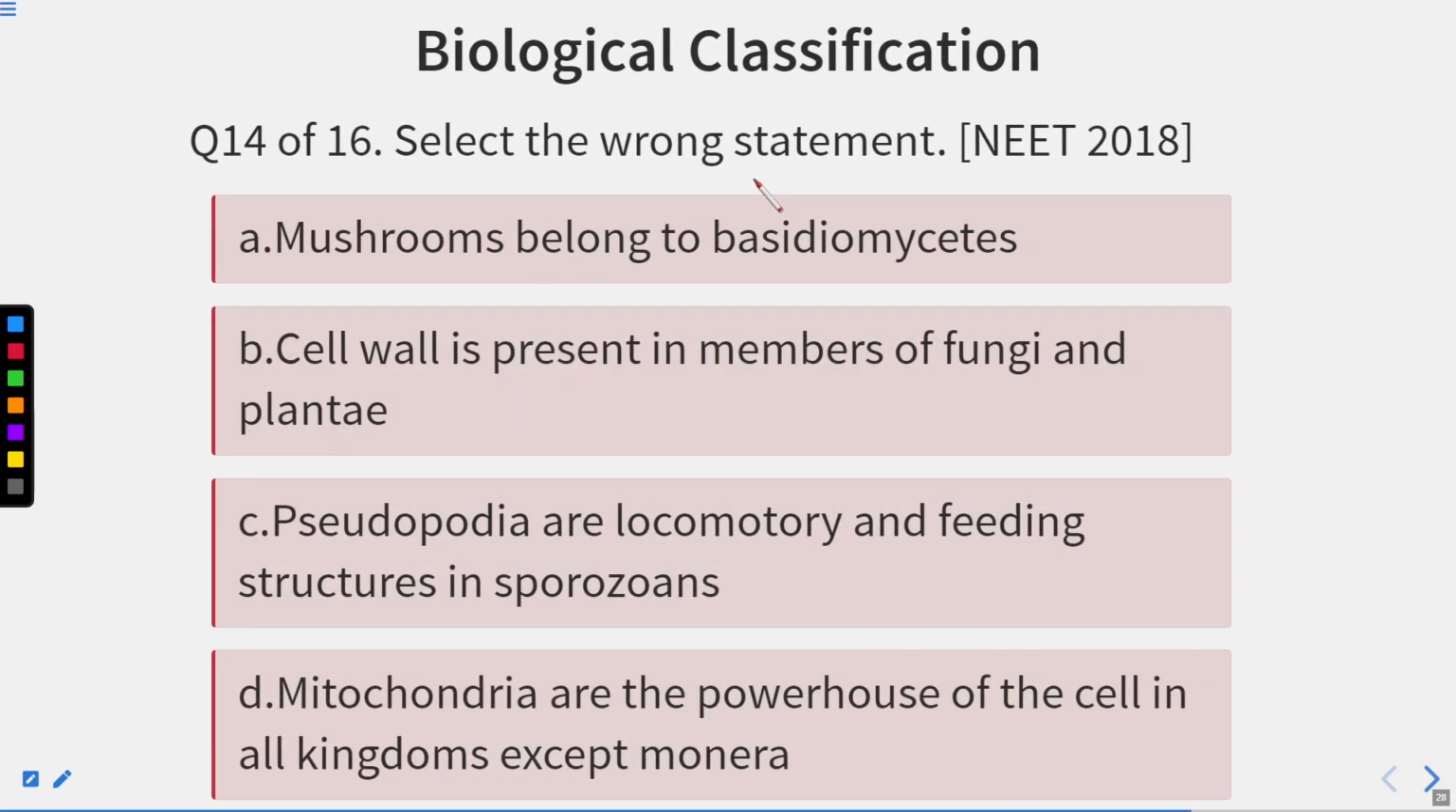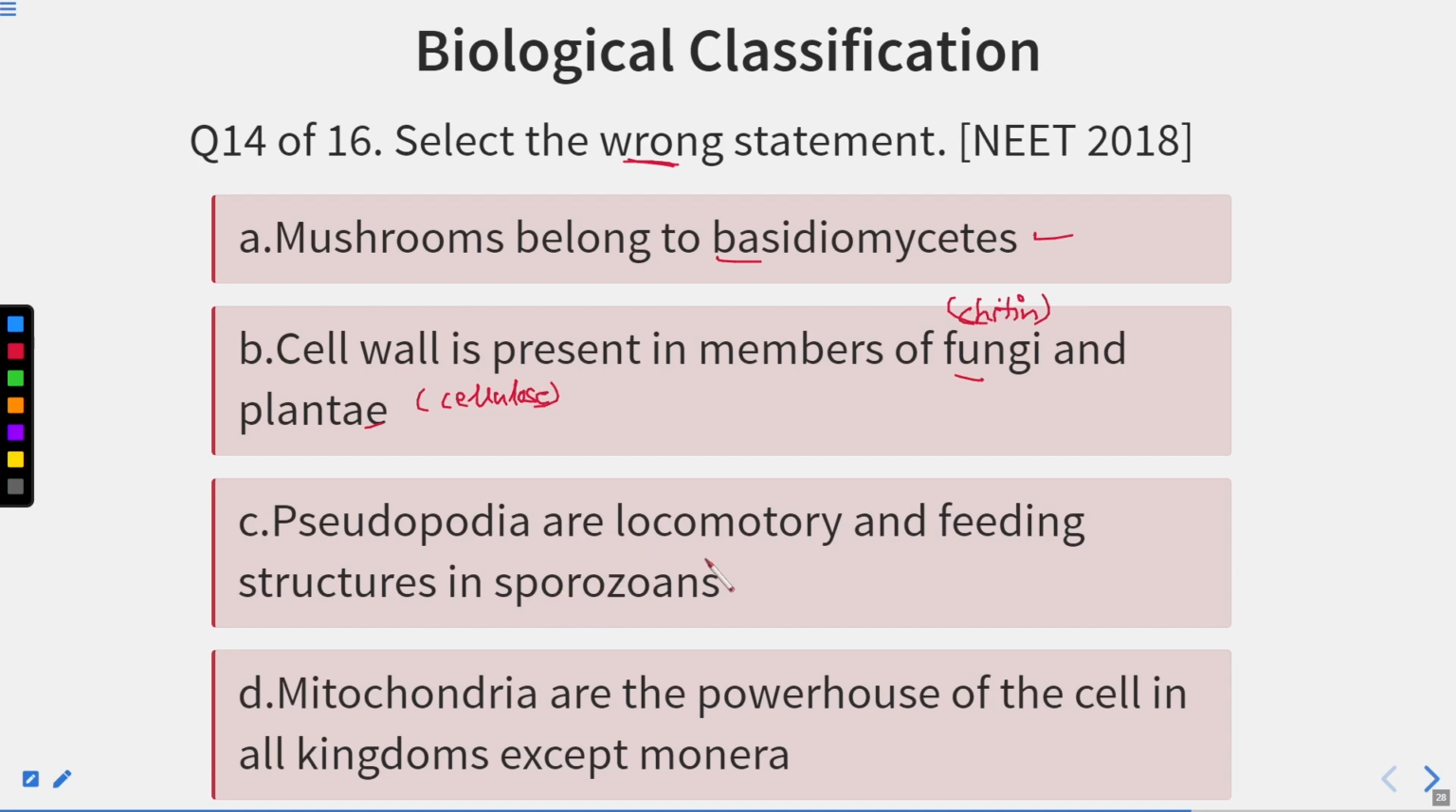Now coming to the next question, which is select the wrong statement, the incorrect statement. First option is mushroom belongs to Basidiomycetes. This is true. Mushrooms come under Basidiomycetes. The next option is cell wall is present in members of fungi and plantae. This is also true. In fungi, the cell wall consists of chitin and some polysaccharides, whereas in plants, it basically consists of cellulose.